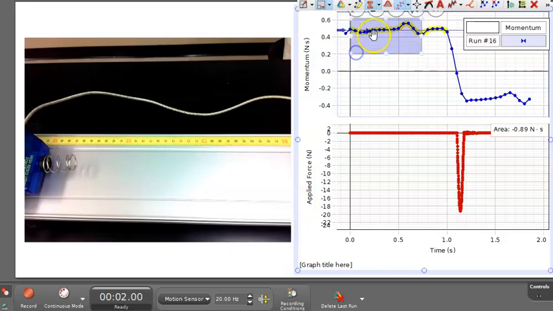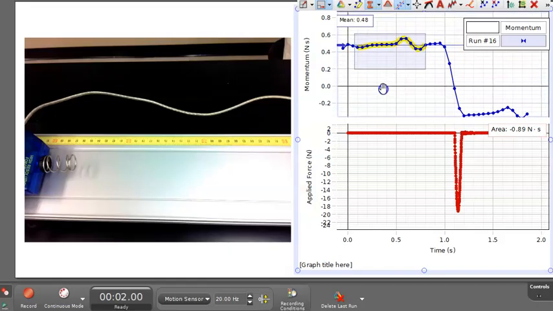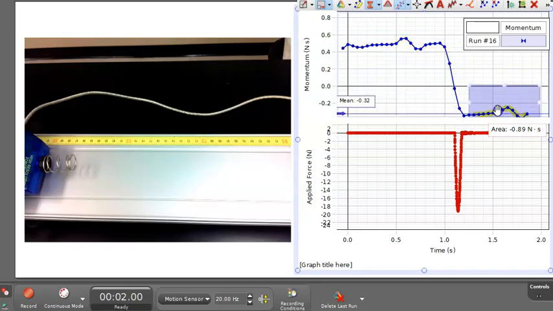there we go, it's selected for me. The momentum going into the collision was 0.48 kilogram meters per second. Momentum coming out is 0.32, and that gives us an area of negative 0.90, the impulse of negative 0.90. So as we can see, for our bouncy collision, impulse certainly does equal the change in momentum.